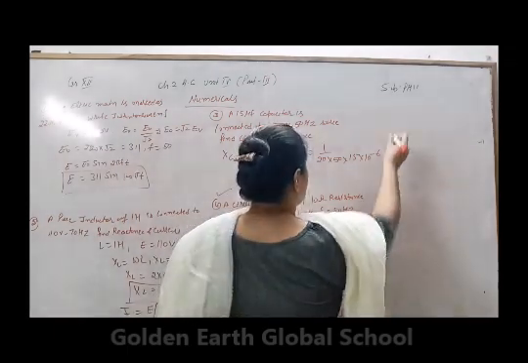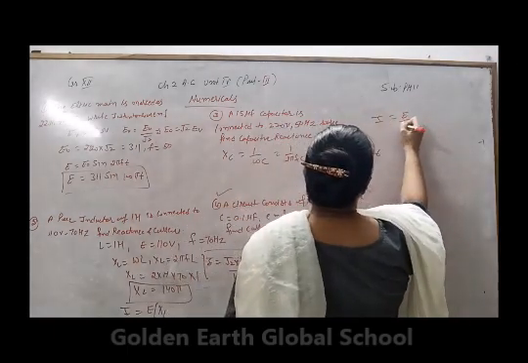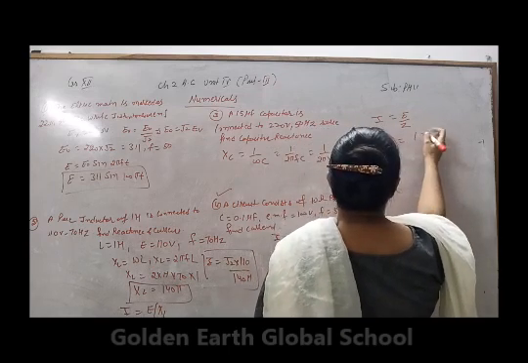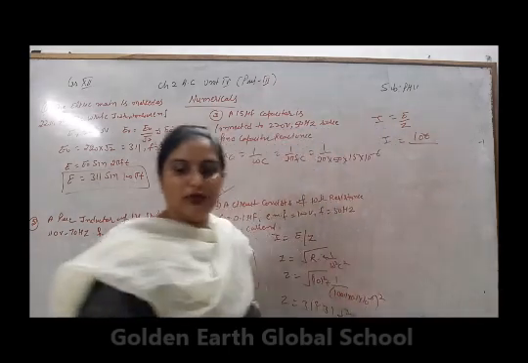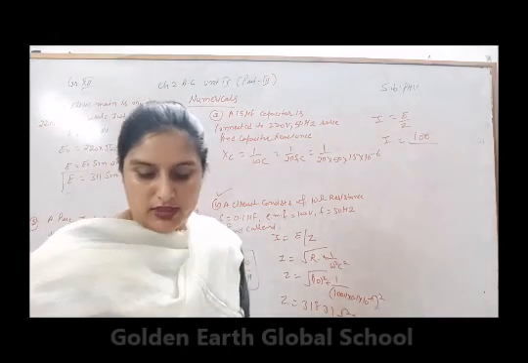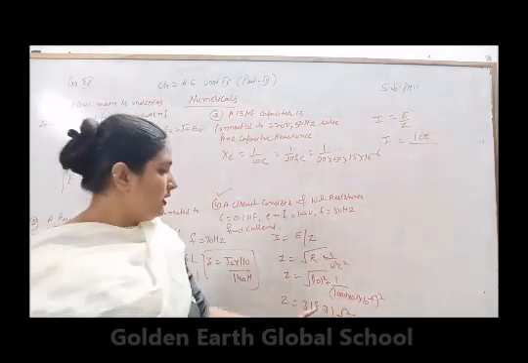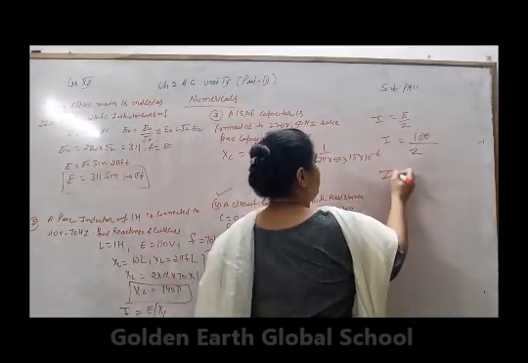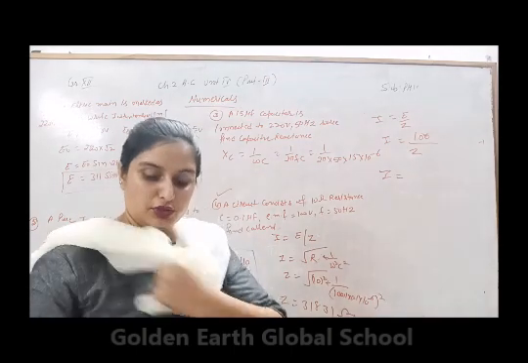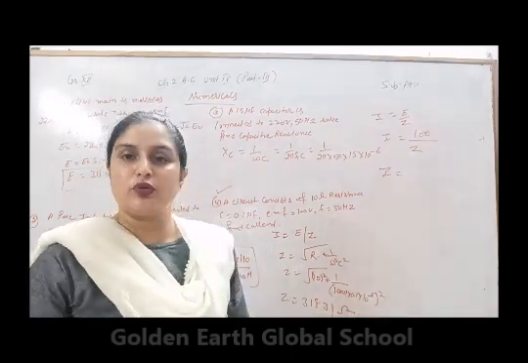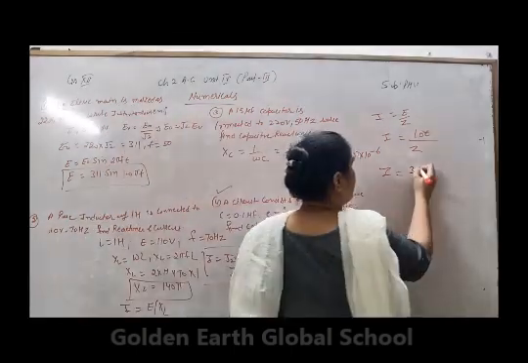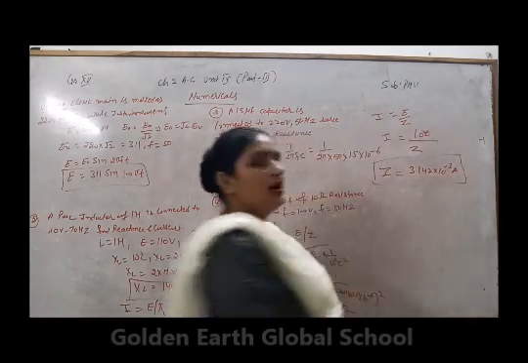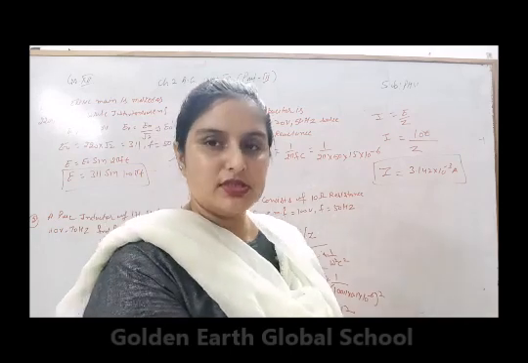You have calculated the impedance. From here I will be equal to E by Z, and E is given, that is 100 upon this much, the value that we have calculated from here. So from here you can find the answer. I am writing that I is equal to, the answer of this question is going to be 3.142 into 10 power minus 3. This is the current in the circuit.